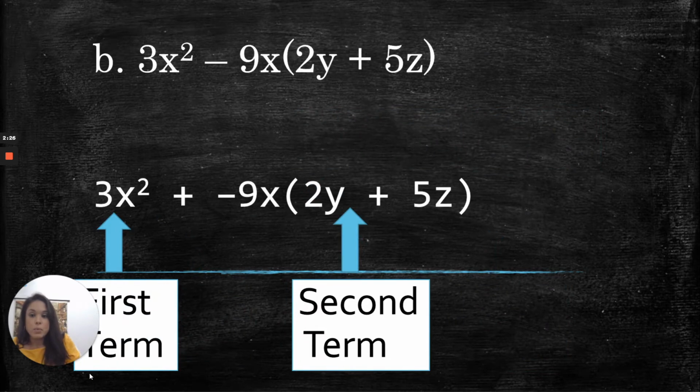In the next example, we have 3 times x squared minus 9x times, what's in parentheses, 2y plus 5z. So let's count our terms. I have 3x squared. I'm going to draw a line before my first sign, which is this negative 9x. The negative sign belongs with that second coefficient. Make sure you include that.